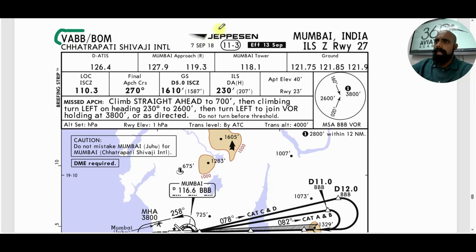Now, if you look at the central part over here, typically you have the name of the company. It's called Jeppesen, which creates these charts. It's a private company. Below that, you have the issue date. So it is issued on the 7th of September 2018. It's an older chart that we are looking at right now, and effective from the 13th of September.